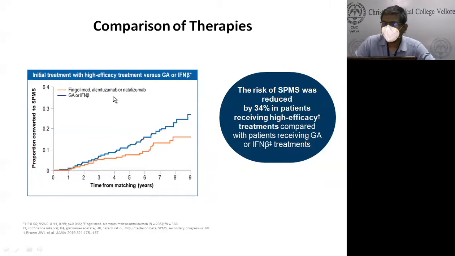And when they compared therapies as a subgroup analysis in the same study, natalizumab, alemtuzumab, fingolimod and others were categorized as highly effective therapies, while the initial platform therapies, meaning the moderate efficacy therapies, are glatiramer and interferon. The risk of SPMS was reduced by 34% in patients who received high efficacy treatment compared to patients receiving interferon. So this was also another important outcome from the study.